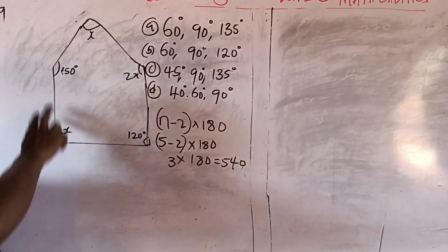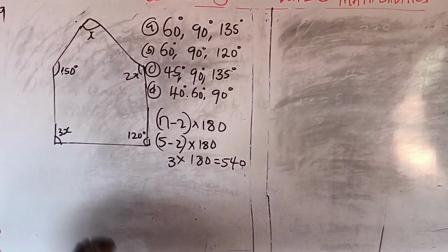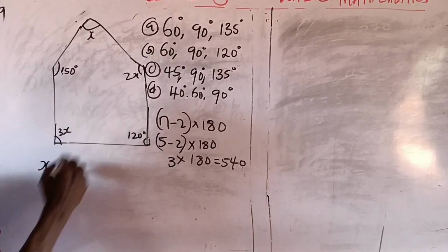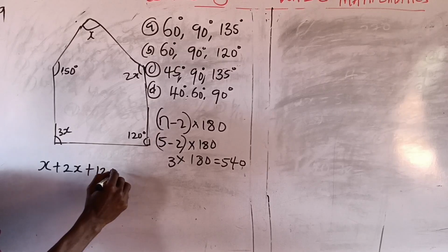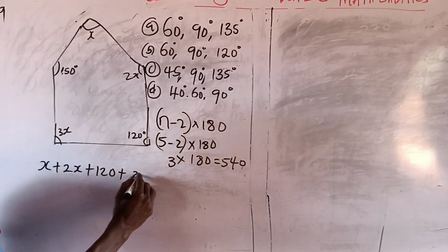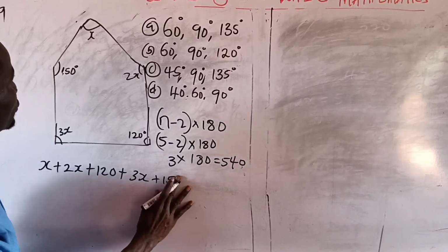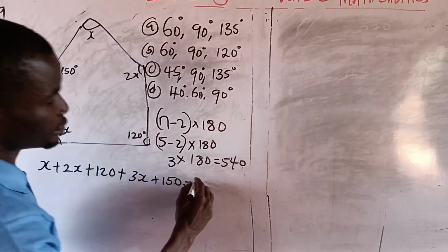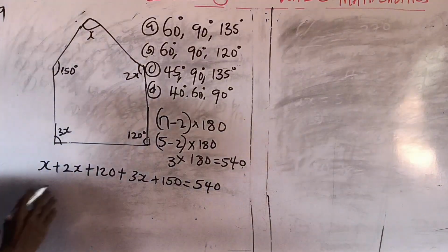What are these s meant for? So how do we get the answer? To get the answer, we are going to bring out all of this: s plus 2s, we add it together, plus 120 plus 3s plus 150 equals to what? The sum is 540. So now let's collect like terms.